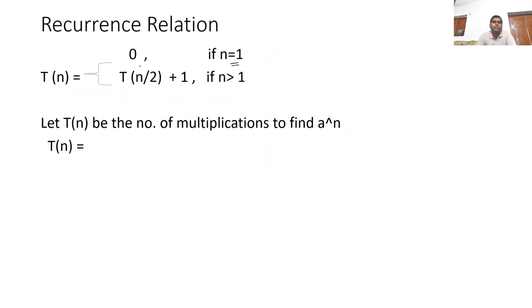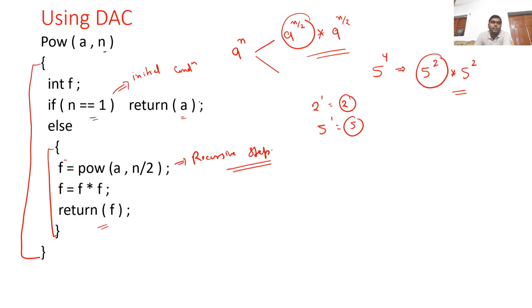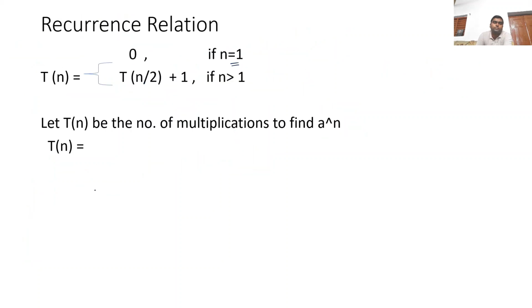So we write it as 0, or some c or some 1, whatever you wish. I'm writing 0, meaning no time is required. Otherwise, n is greater than 1. So when n is greater than 1, we solve the problem in n by 2 terms, plus some multiplication and returning steps in constant time. So T of n by 2 plus 1, for the multiplication.